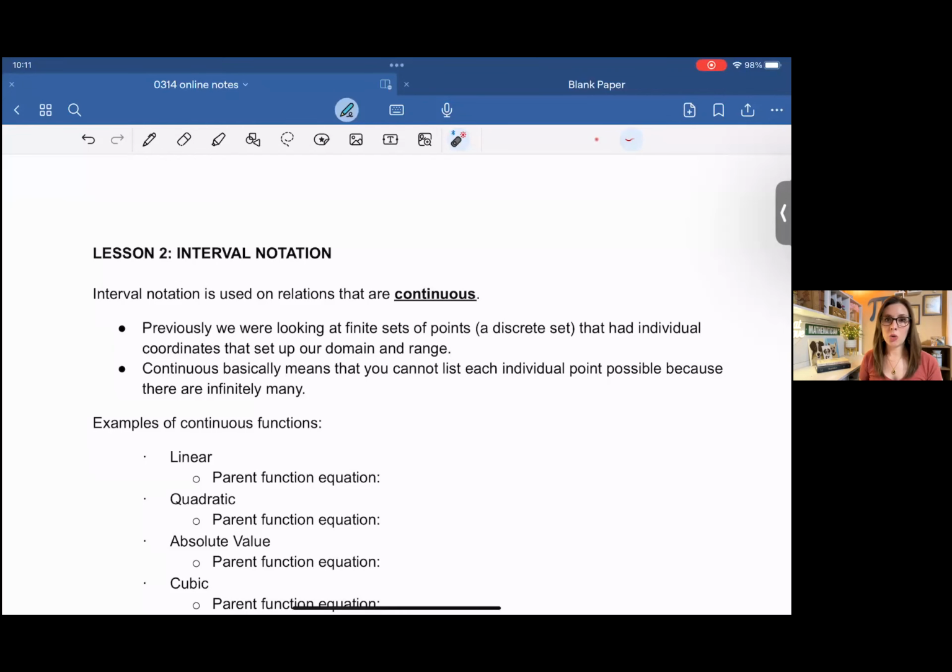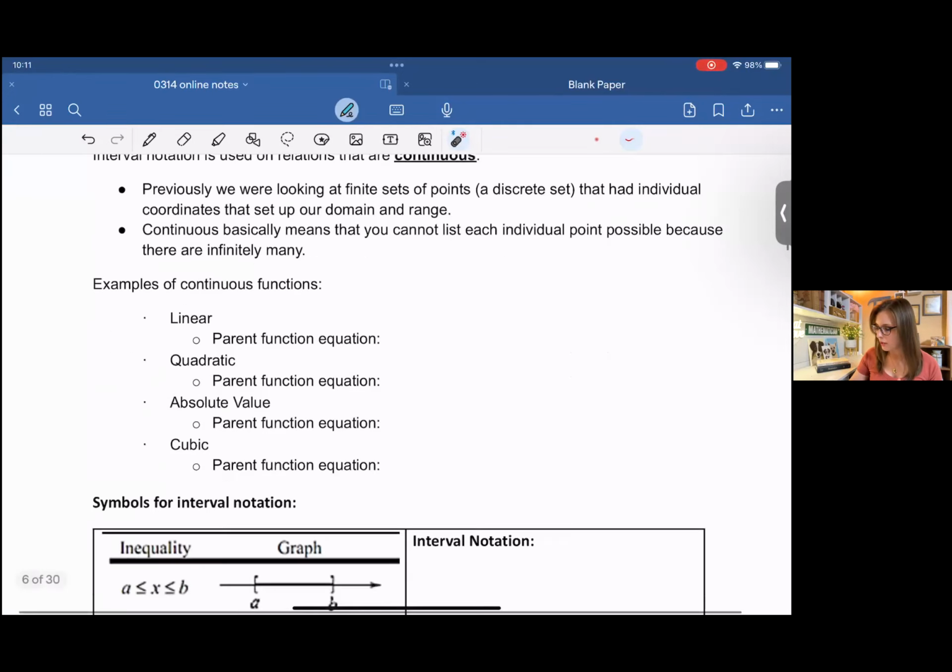Interval notation is going to be used when we talk about continuous relations. So in a previous video, we talked about discrete relations, where we had separate points where you could easily see the points. These are going to be more like graphs of functions, like linear functions, quadratic functions, stuff like that. And I'll talk about that more in a second. But continuous means that there's so many points on the graph that we can't possibly list them out. So instead of listing them out, we use what's called interval notation.